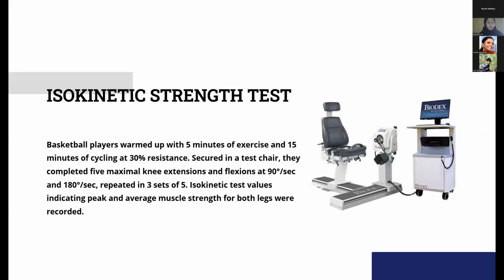For the isokinetic strength test, basketball players warmed up with 5 minutes of exercise and 15 minutes of cycling at 30% resistance. They were fixed to the test chair and completed 5 maximal knee extensions and flexions at 90 degrees per second and 180 degrees per second, repeated in 3 sets of 5. Isokinetic test values indicating peak and average muscle strength for both legs were recorded.